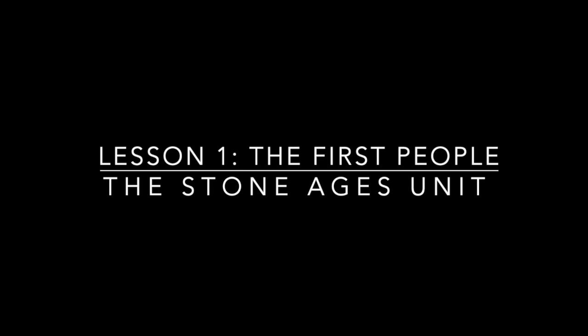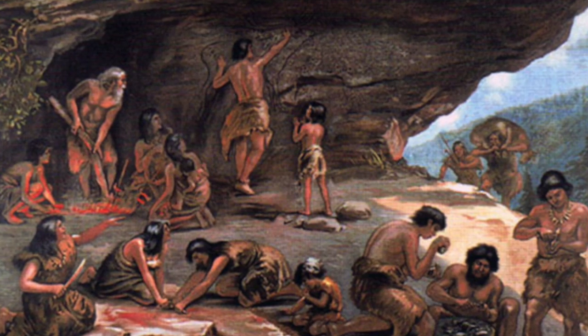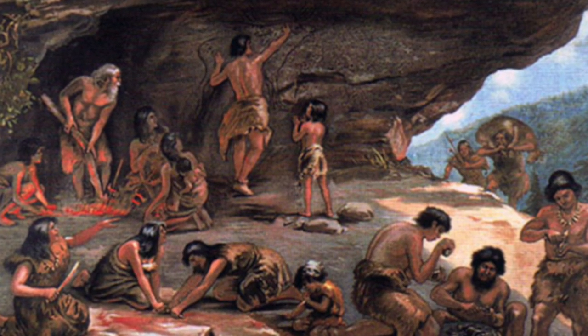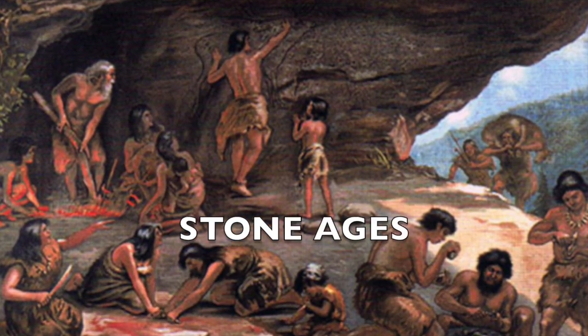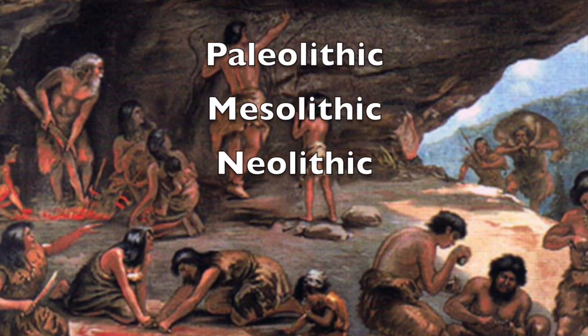Lesson 1 has a duration of 3 days, and the entire unit has 9 days of instruction and 1 day of summative assessment. This unit is intended for a 7th grade social studies class. The main focus of this unit is early civilizations and the evolution of humans through the Stone Ages, and more specifically the Paleolithic, Mesolithic, and Neolithic eras.